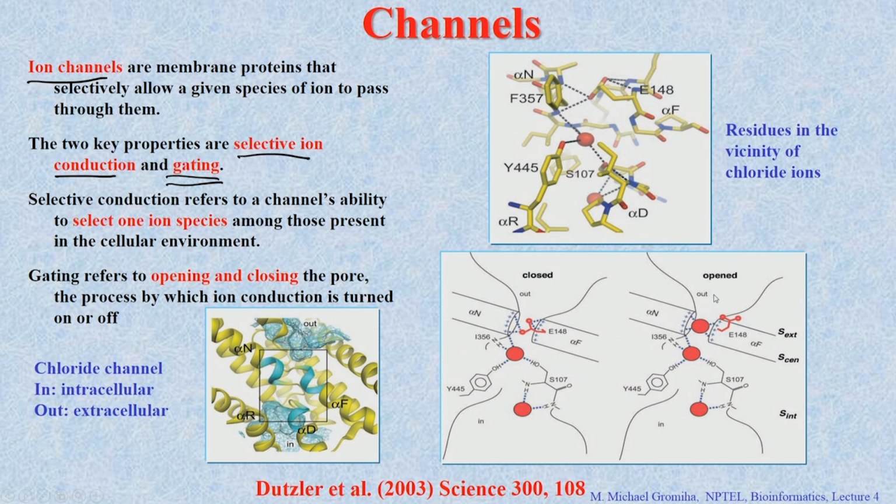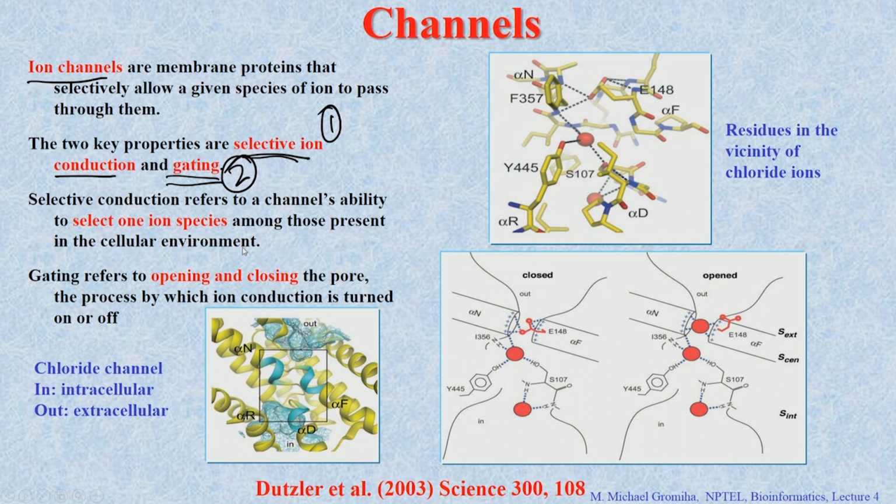So, there are two different aspects. One is the selective ion conduction, which allows only specific ions to pass, and the second one is the gating. So, it has open and closed conformations, right, changing the conformation to allow ions to pass through the membrane.